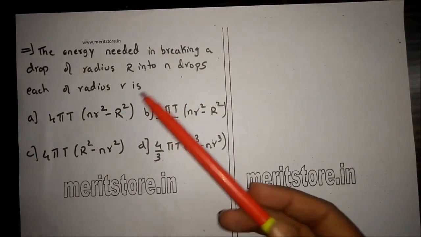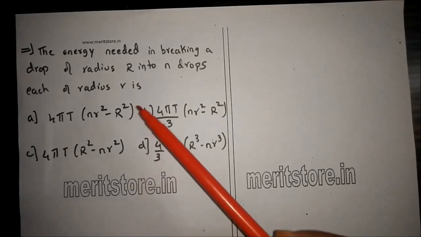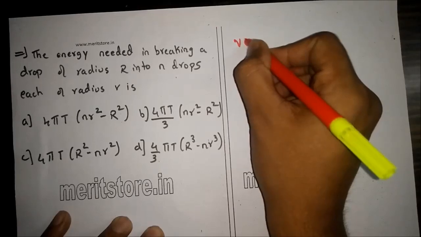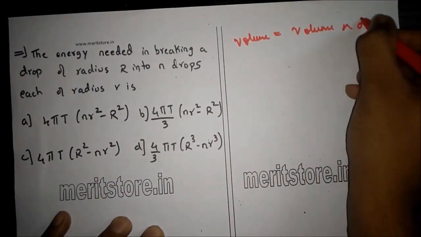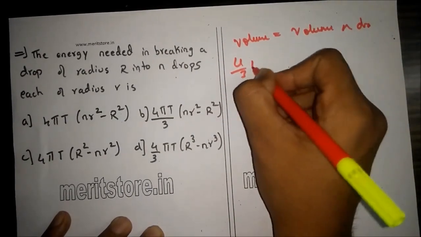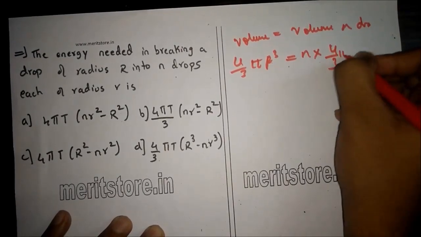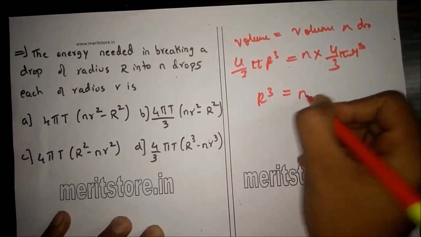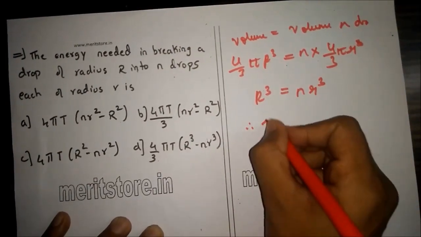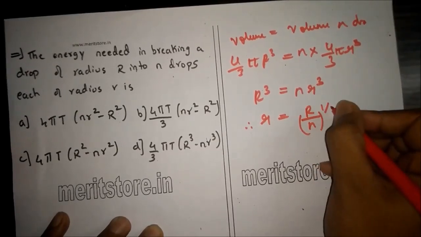The energy needed in breaking a drop of radius capital R into n drops, each of radius small r, is, here are the options. Now, we know that the volume of one drop is equal to the volume of n drops. Therefore, 4 upon 3 pi capital R cube will be equal to n into 4 upon 3 pi into small r cube. Therefore, capital R cube will be equal to n into small r cube. Therefore, small r will be equal to capital R upon n raised to 1 by 3.